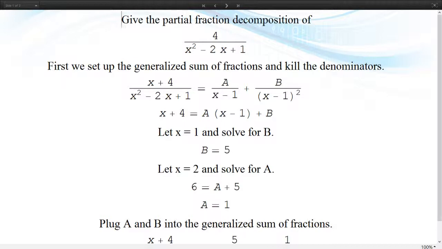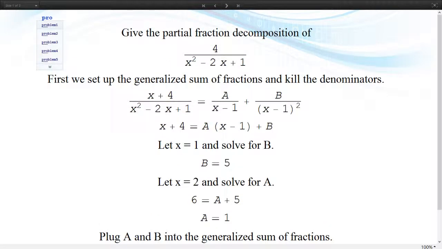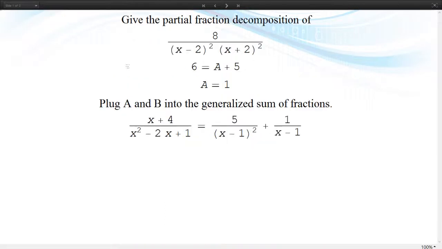And it's time to find another partial fraction to decompose. Or I guess it's a fraction to decompose into partial fractions. Anyway, here is problem 3. Give the partial fraction decomposition of 8 over x minus 2 squared times x plus 2 squared.